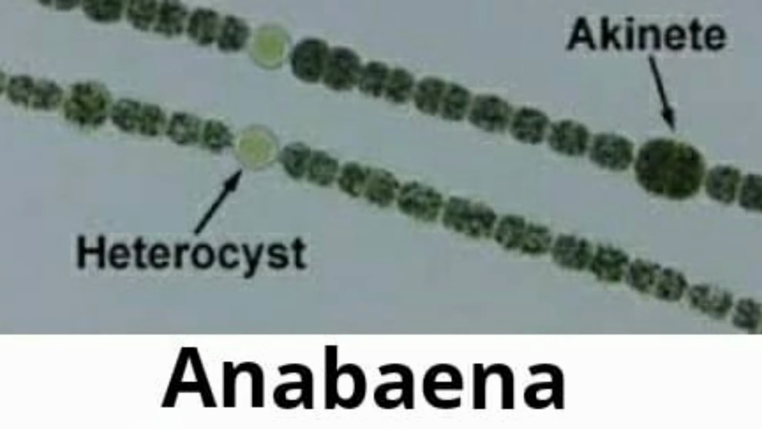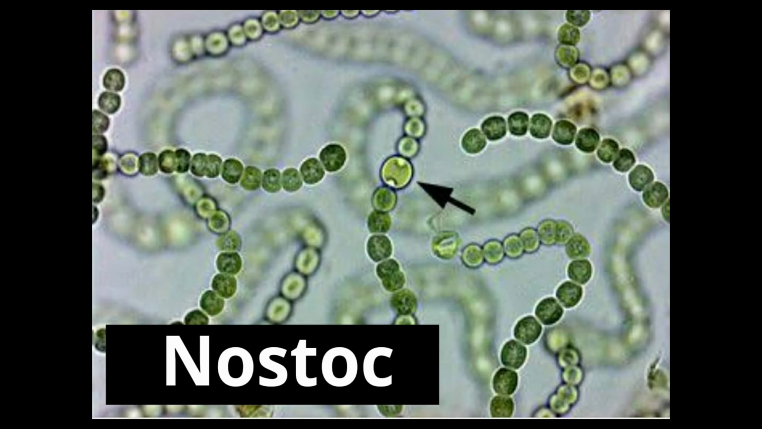Under cyanobacteria, Anabaena and Nostoc are free living and they are symbiotic also. They help in nitrogen fixation. Anabaena, this is a picture. It has heterocysts, and this is a Nostoc which also has nitrogen fixing structures called heterocysts. They are photosynthetic as well.